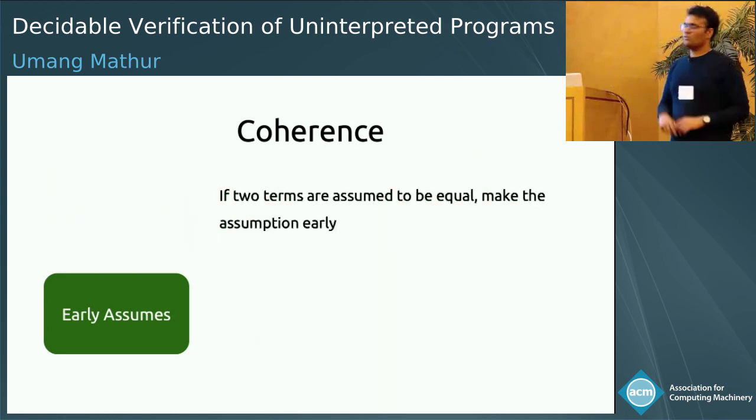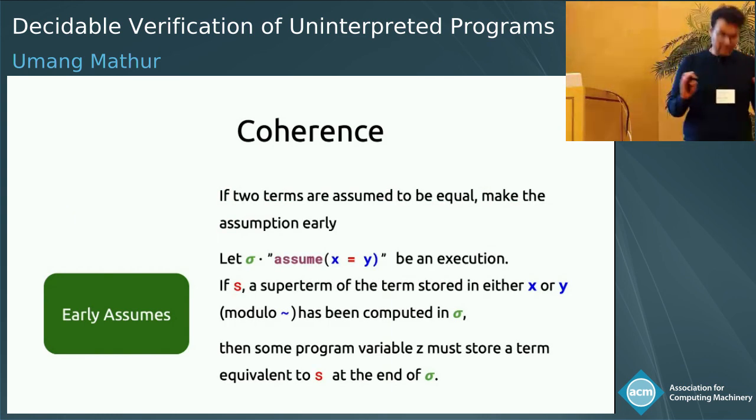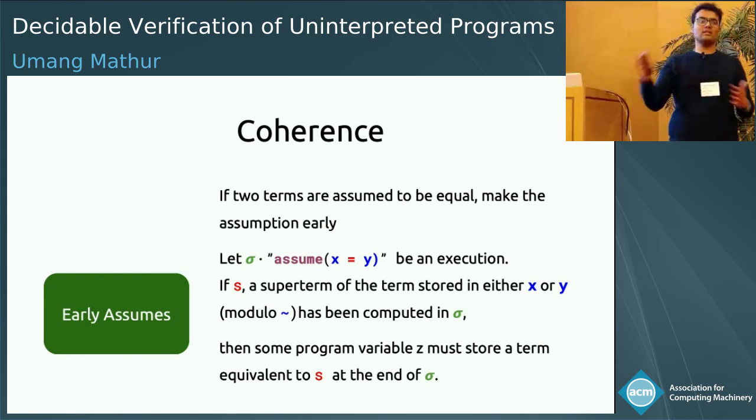So let's look at the second requirement, early assumes. It says that formally, if you have an execution of the form sigma followed by assume x equal to y, and if it so happens that there was a super term of the term stored in x or y that the execution would have already computed before this point, then the early assumes requirement says that there is a variable that keeps track of this super term.